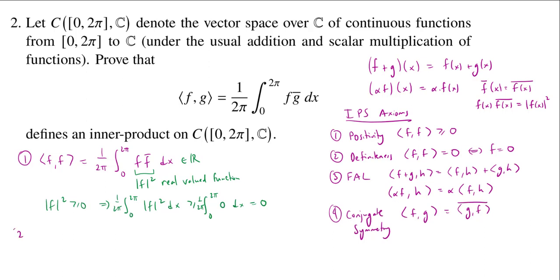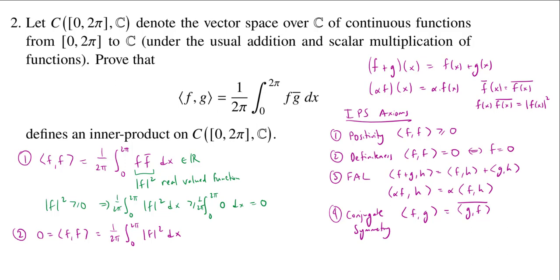All right, let's check definiteness. Now, here we're going to assume that 0 is equal to f comma f. But this means now that our 1 over 2 pi integral from 0 to 2 pi, and I'll just keep using this length of f squared notation, that means that this thing is going to equal 0. Okay, and again, intuitively, you think, yeah, this thing is always at least 0, so if you get 0 and you add it all up, it must be 0.